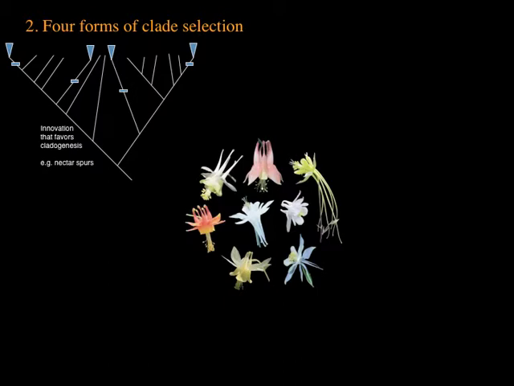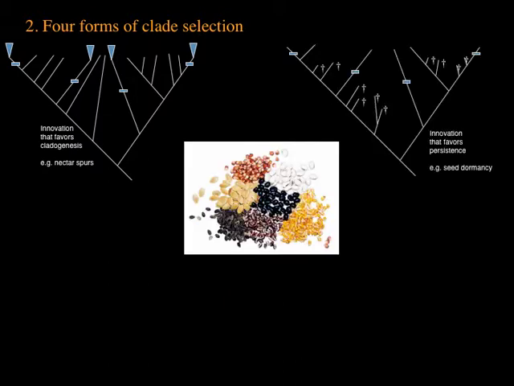And so a fair number of you, for paper number 2, are writing about some kind of purported key innovation and whether it actually does favor cladogenesis. So that's one kind of clade selection. Moving on, here's another kind of clade selection, and that's an innovation that favors persistence, or in other words, kind of delays the expected time to extinction.